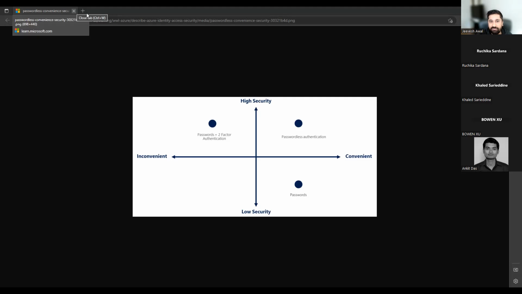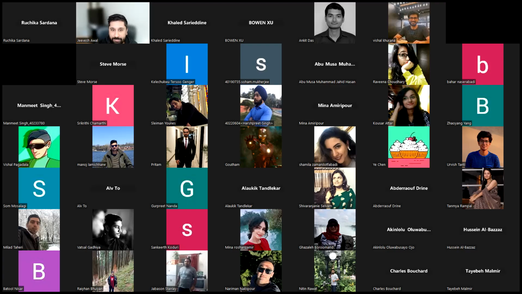Does this make sense? Give me a thumbs up if it does. We'll talk more about passwordless authentication and two-factor in the coming slides, but is the grid clear to all of you? Awesome. Let's go forward. Let me come back to sharing my screen.